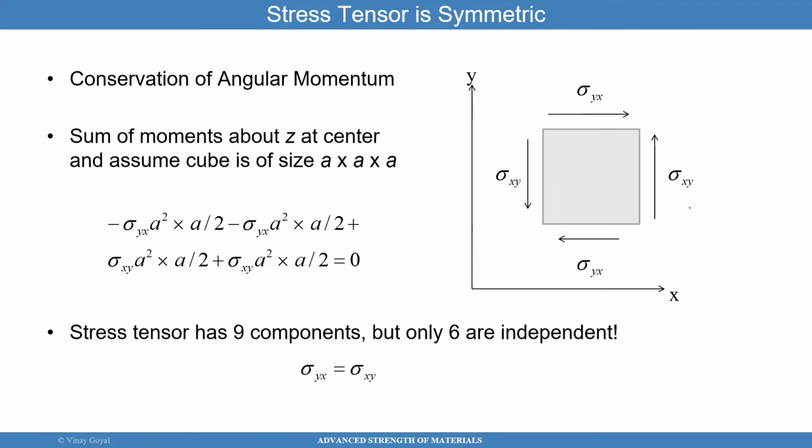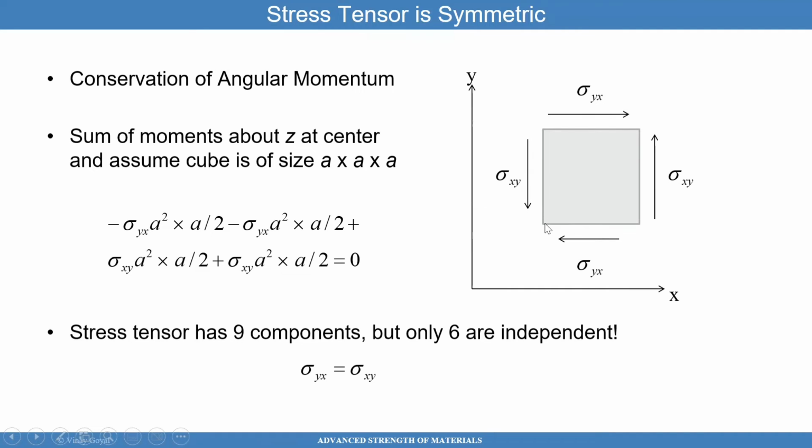We know that sigma xy is acting on this face. We know that sigma yx is acting on this face. And sigma xy is acting on that face. What I'll do is sum moments about the center. That's one approach. I can also sum moments about this point so that these two cancel out.